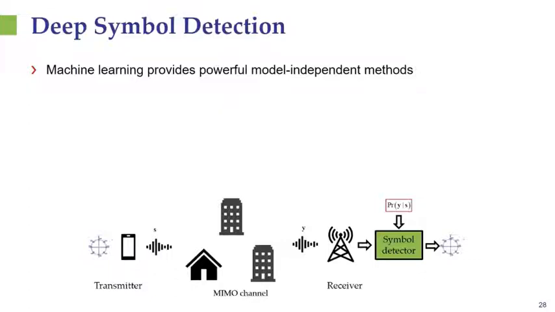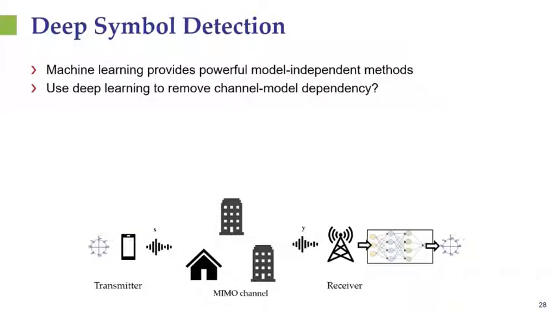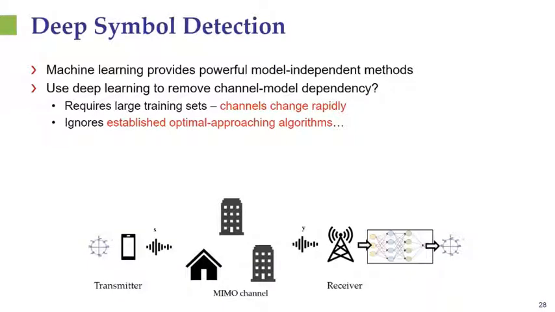So how would we do that? Well, a straightforward idea is to just take this current receiver and replace it by a deep network that uses end-to-end training to perform the detection. However, the difficulty is that the advantages of machine learning typically come into play when we have very large training sets, which will not typically be the case in a communication environment that is rapidly changing. In such a setting, it will be impractical to collect large training sets every time the channel changes.